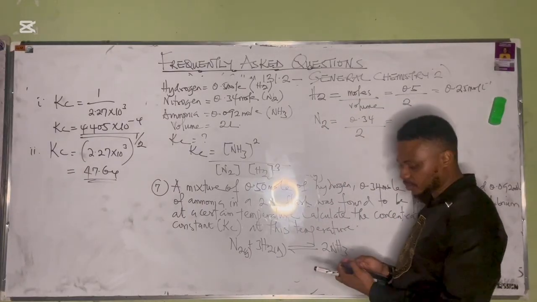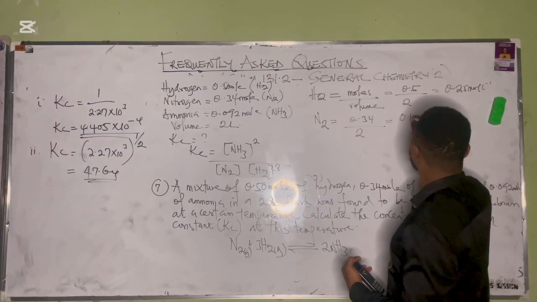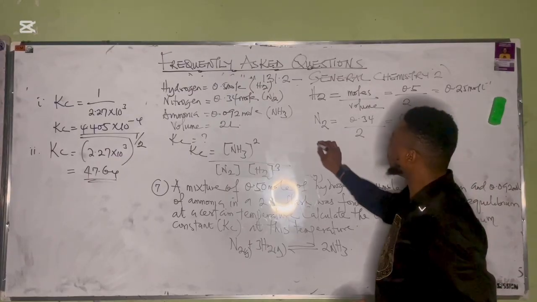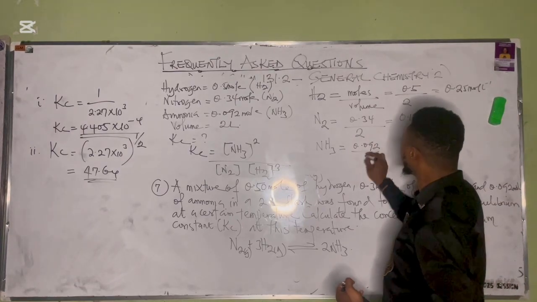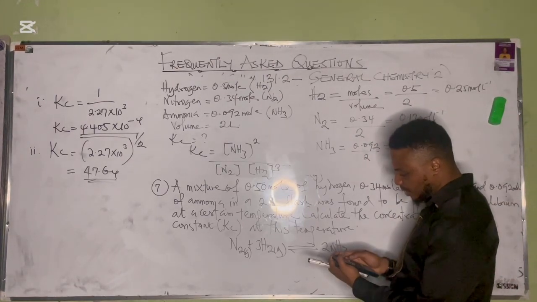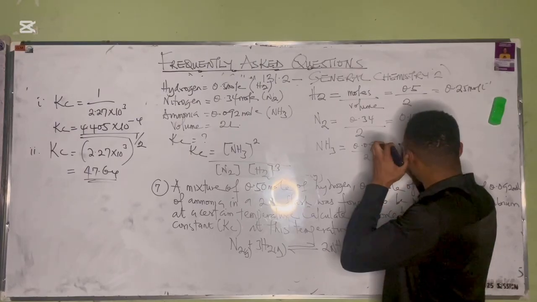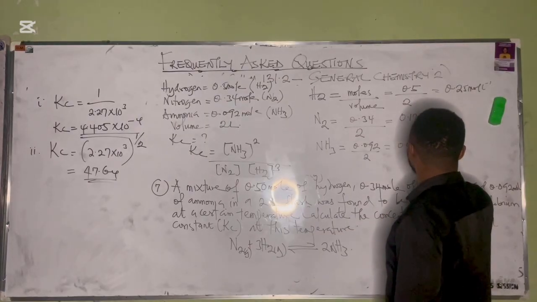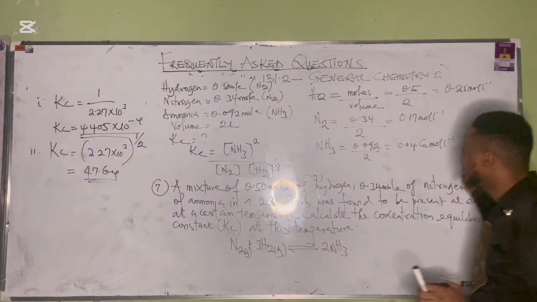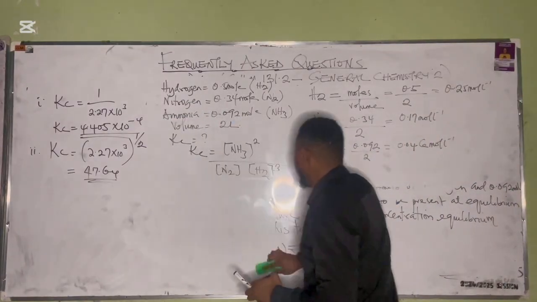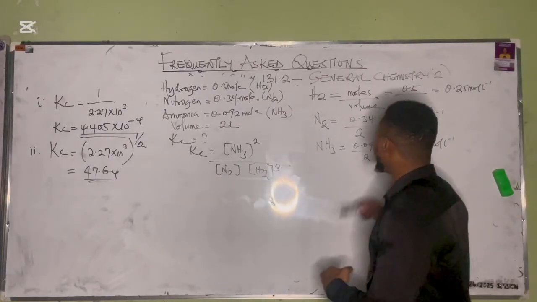Now for N2, it is still moles per volume, 0.34, still divided by 2. All of them have the same volume of 2 liters. So 0.34 divided by 2 will give us 0.17 mole per liter. Then our ammonia NH3 is 0.092 divided by 2. So this will give us 0.046 mole per liter. Alright, so we have been able to get the concentrations as simple as that. The next thing is to solve this exercise.